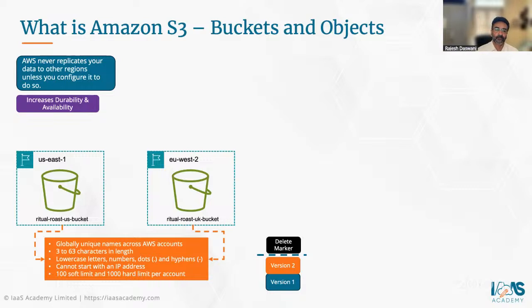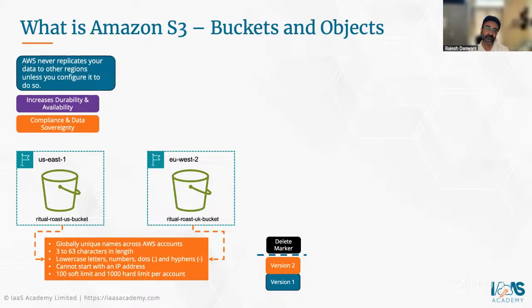AWS gives you the ability to store data in your S3 buckets in a manner that increases durability and availability. It gives you 11 nines of durability. It basically replicates your data across multiple devices, across multiple availability zones in the region in which you've created your bucket, and is therefore able to give you 11 nines of durability.